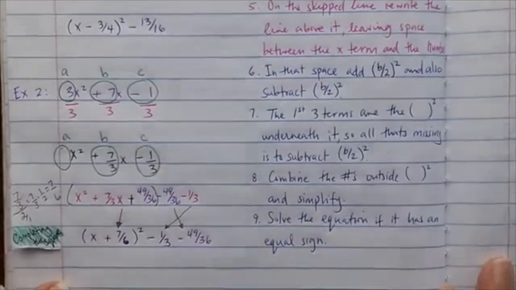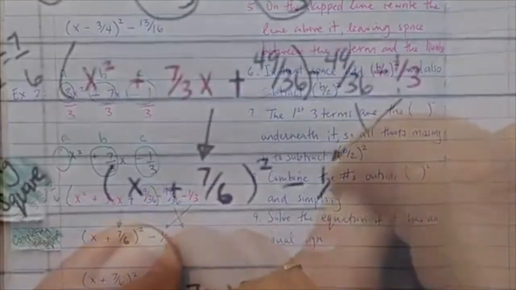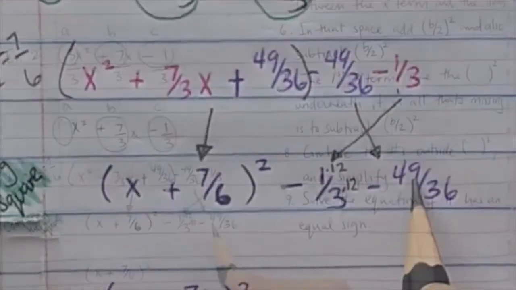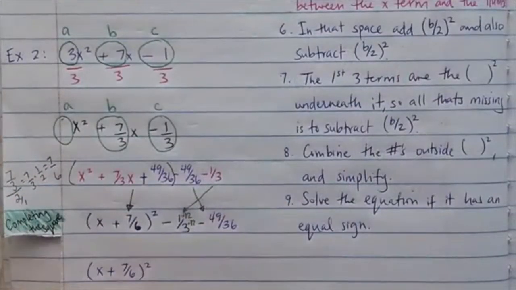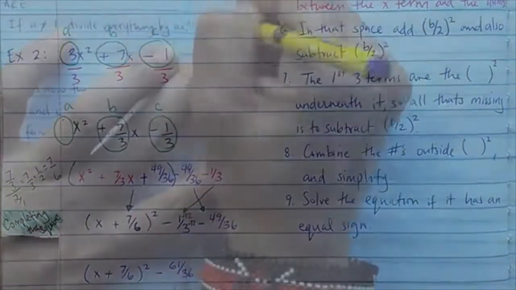Alright, combine the numbers outside the parentheses and simplify. So let's make the denominators the same. So we're going to multiply top and bottom of the negative 1/3 by 12. And I'm going to get negative 12 minus 49, which is going to give me negative 61 over 36. And I can't simplify that anymore, so I'm done.